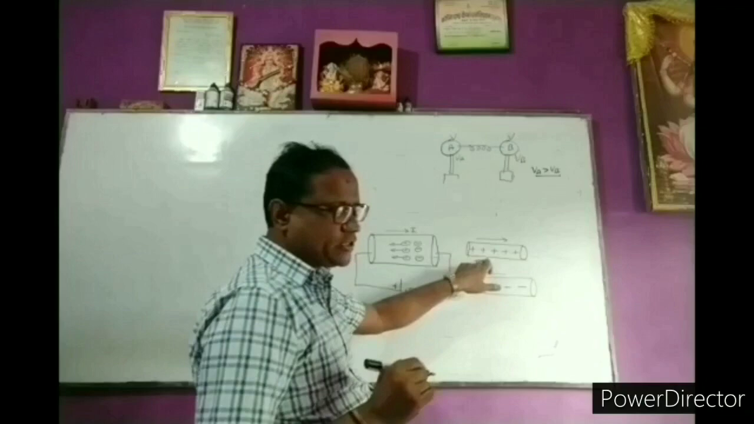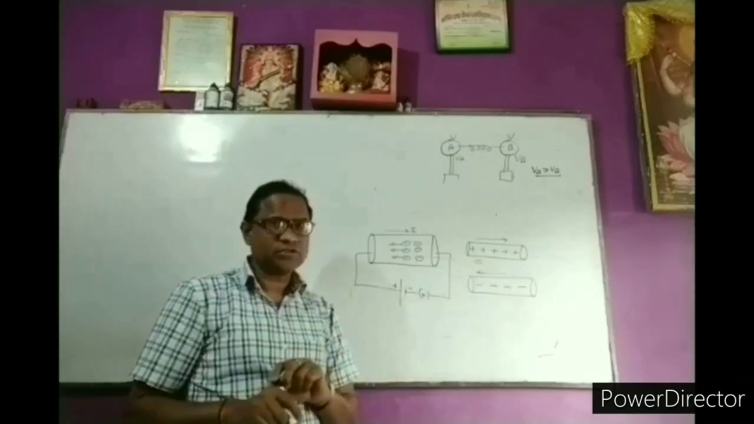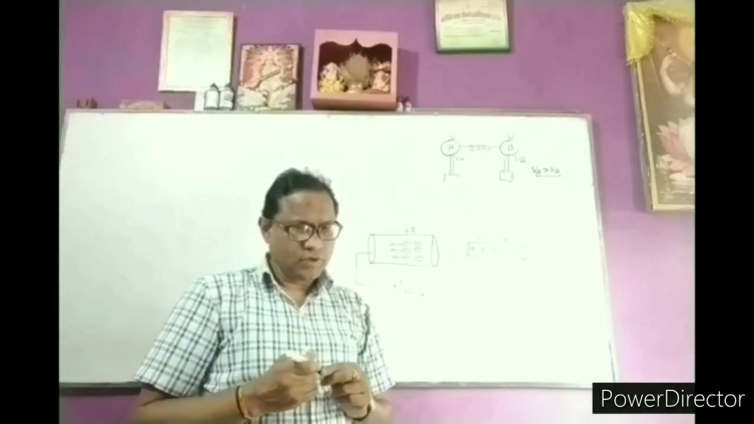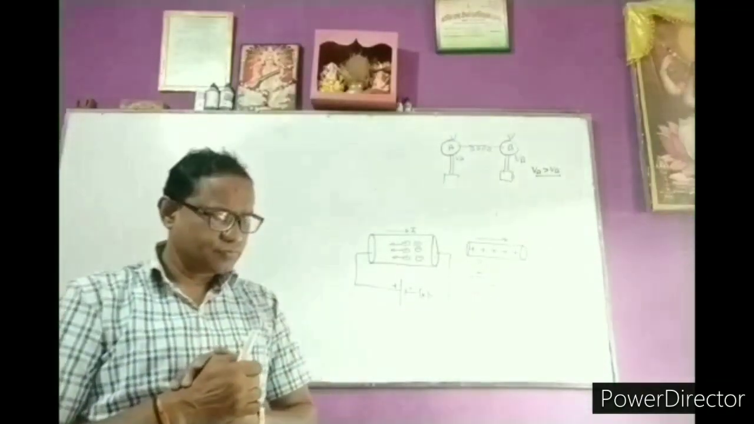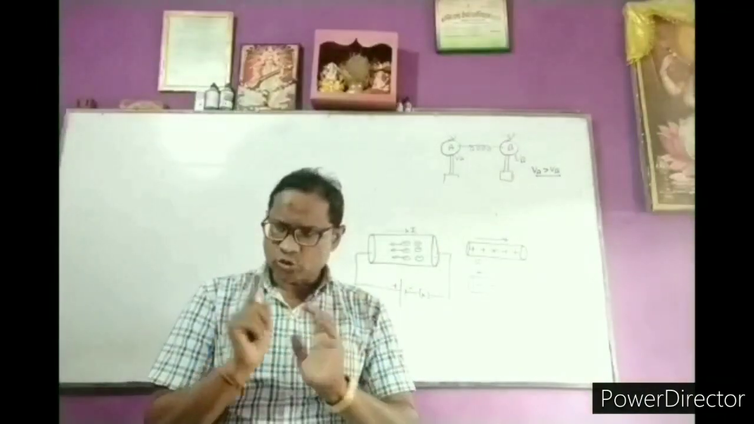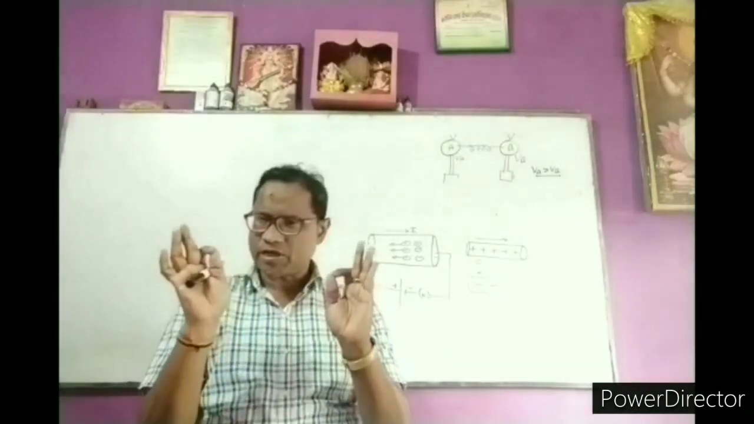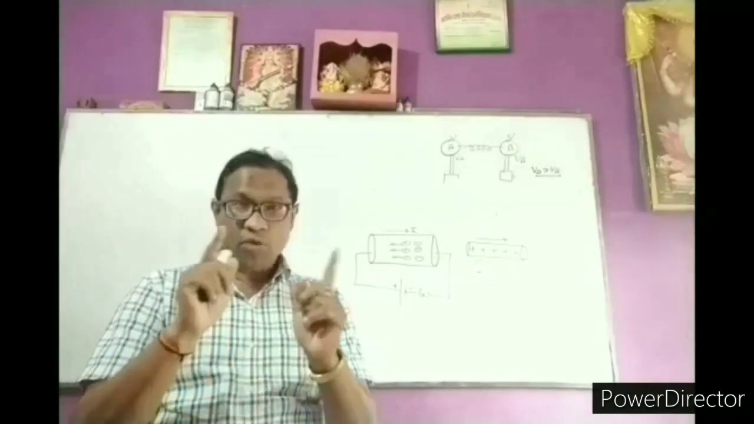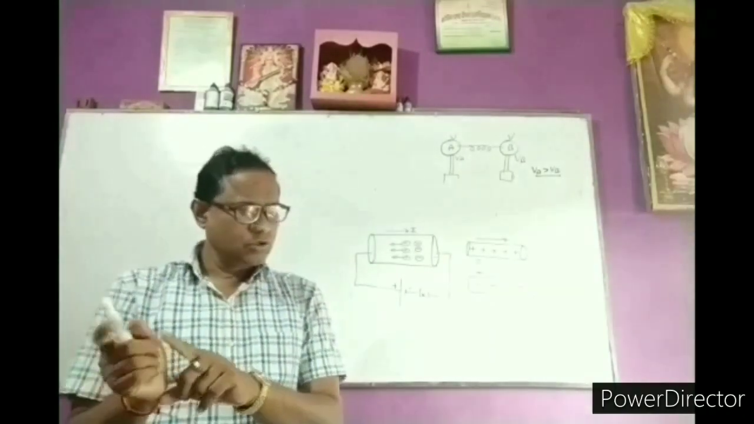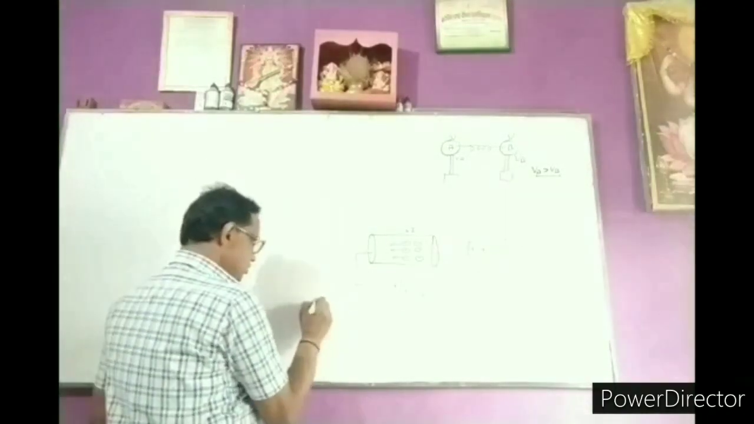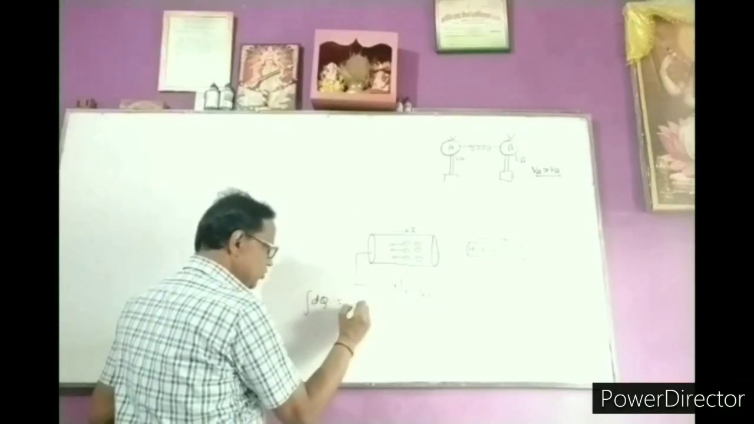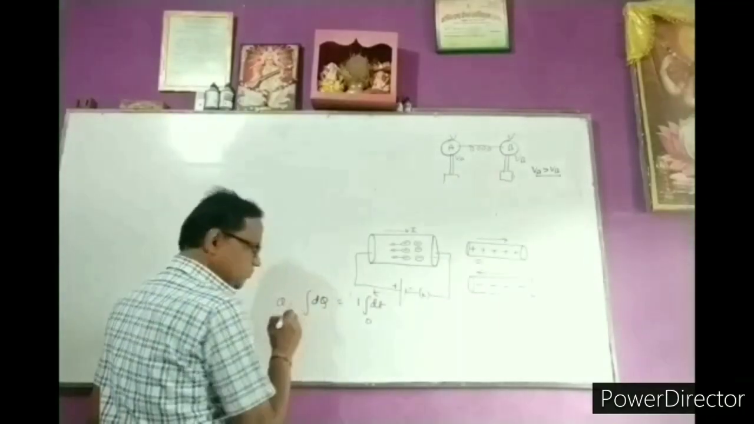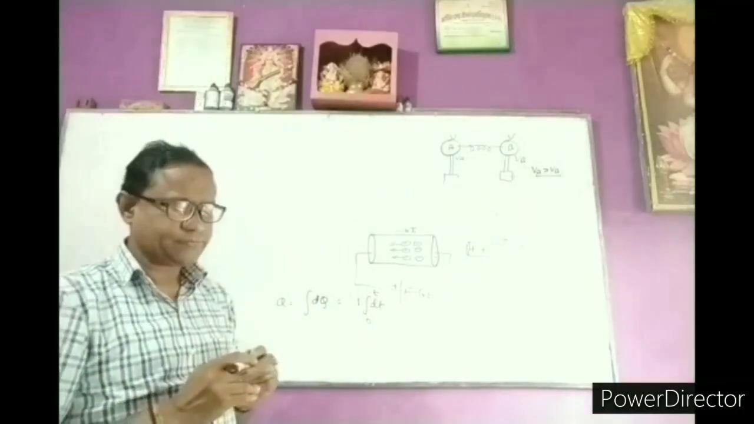Direction of positive charge represents conventional current. Direction of negative charge indicates electronic current. So the charge that passes through the given cross section of the conductor in a time interval from 0 to t, then dq is equal to I into dt.